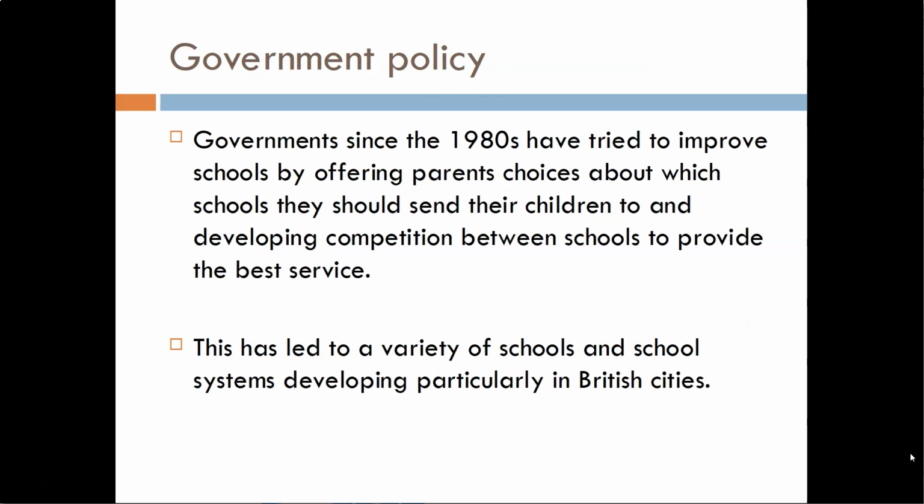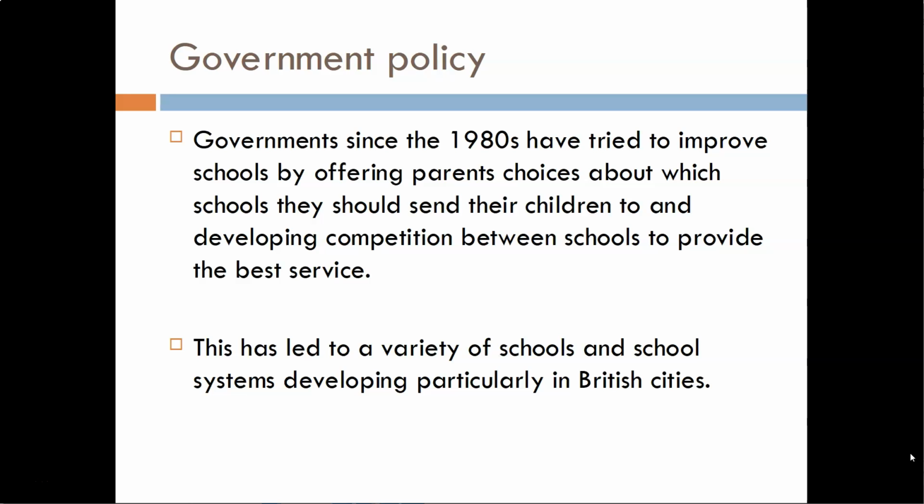So government policy has been, since the 1980s, focused on trying to improve schools by offering parents more choice about which schools they should send their children to, and the idea of developing competition between schools so that schools compete for pupils, and they compete by trying to provide the best service. This has led to a variety of schools and school systems developing, particularly in English cities. Okay, we have some variety in Wales, but England is the main hotbed of variety.